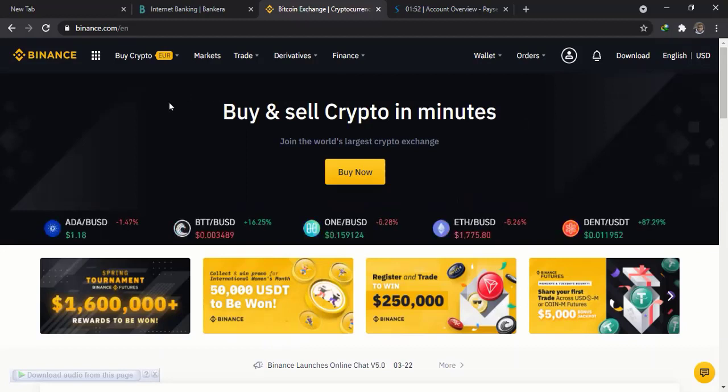So today's lesson, we're just going to cover the basics of cryptocurrency. We're going to load this account, and then we're also going to fund our peer-to-peer trading account. So we'll just do the basics of loading an account.